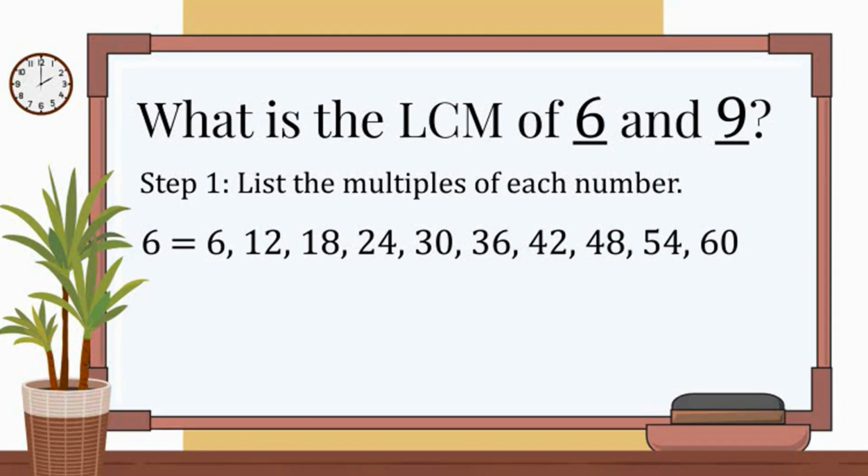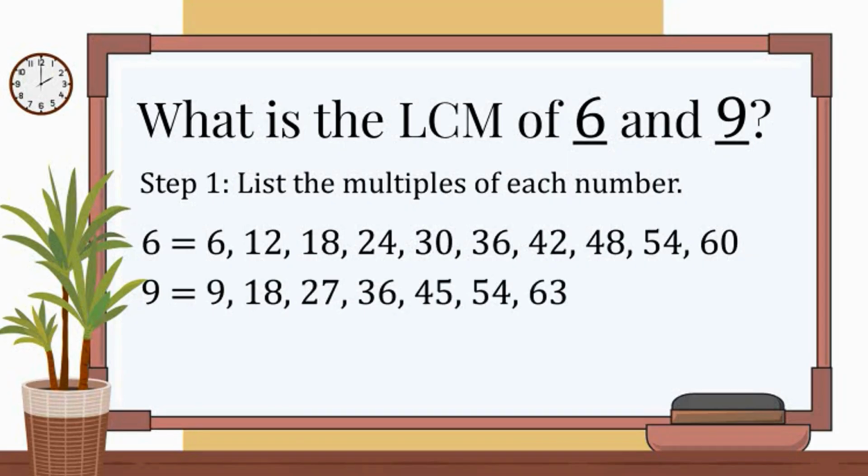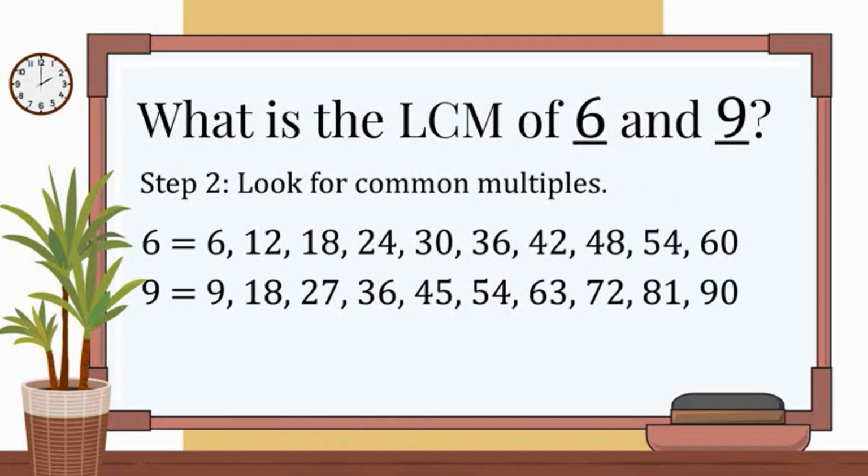Next, we will list the multiples of 9, which are 9, 18, 27, 36, 45, 54, 63, 72, 81, and we will stop at 90. Now that we have listed the multiples of both numbers, we will look for the multiples that they have in common.